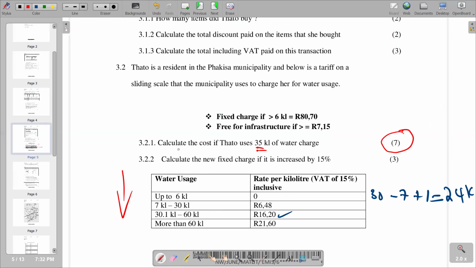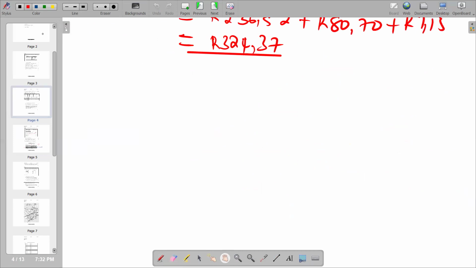Then move on to 3.2.2. Calculate the new fixed charge if it is increased by 15%. We know that the fixed charge is 8 rand 70. So if it's increased by 15%, we're going to say 15% of 8 rand 70. Then the answer that we get, we add to 8 rand 70. So basically that's what we have on that part.